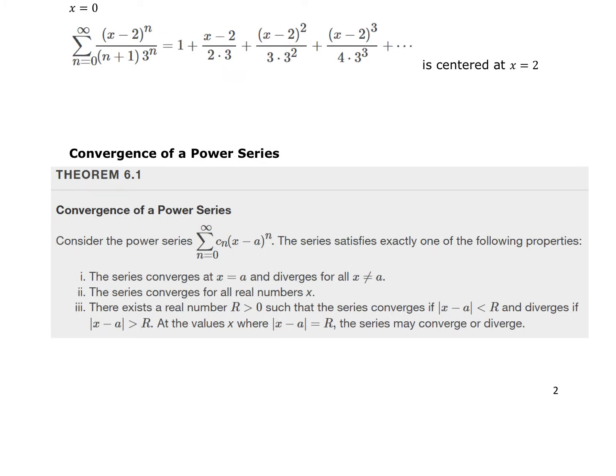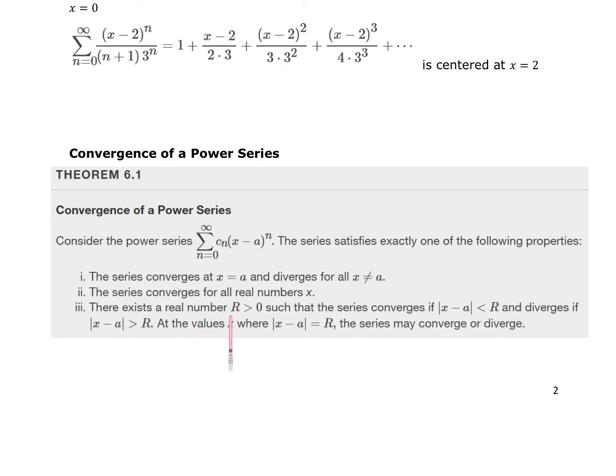Now we're going to explain what it means to be centered a little bit more by starting out with some theorems and more definitions. So we're going to consider this power series in which I'm centered at a. a can take on any real number. The series converges only at x equals a and diverges for all x not equal to a. Or the series converges for all real numbers x.